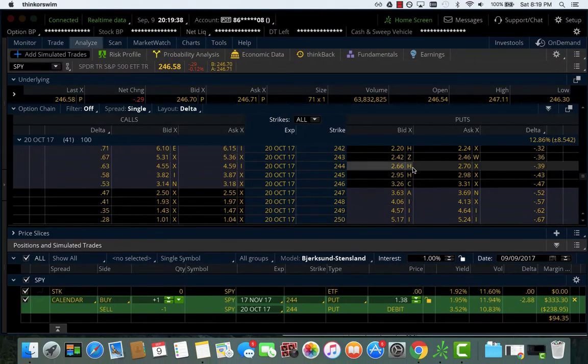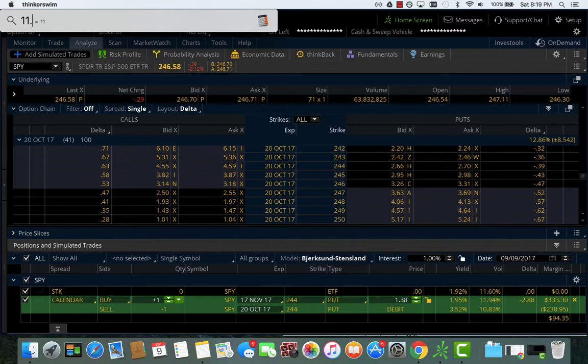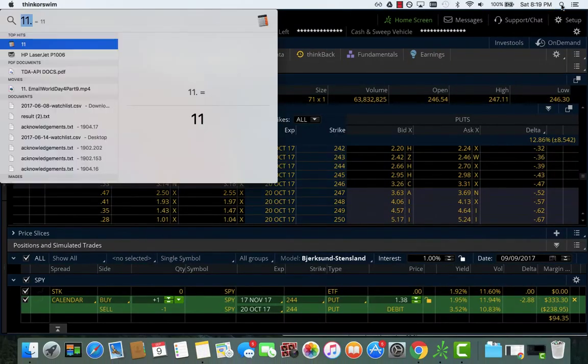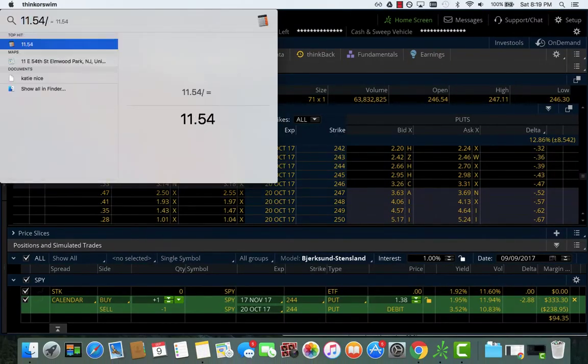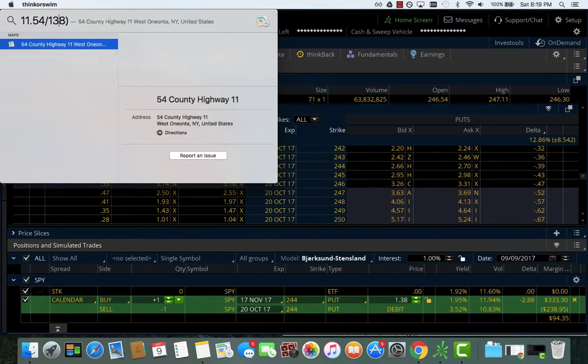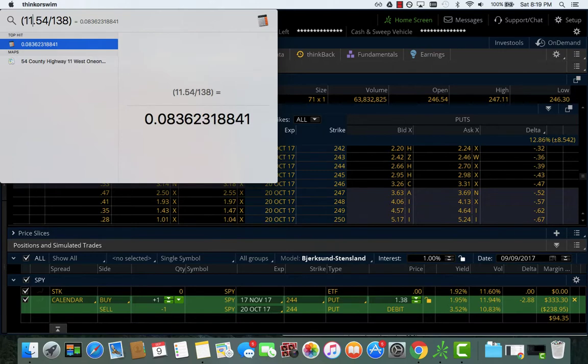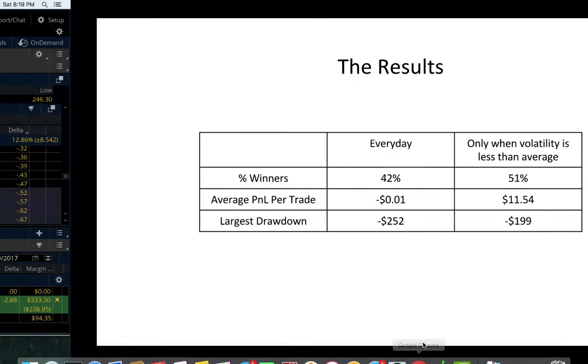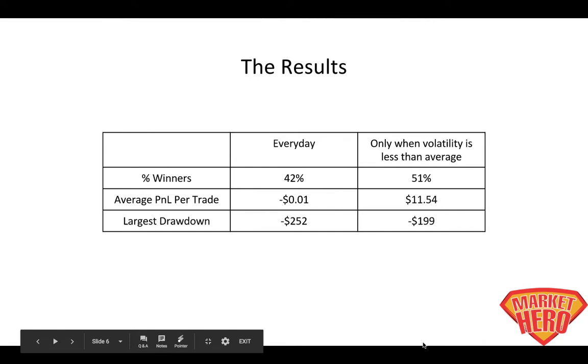If the average trade executing this strategy and holding until expiration nets us $11.54, and we pay $138 for that, $11.54 is about an 8% return on capital in about a 50-day period, right? So that's pretty good. Again, the return on capital for a spread like this is pretty high.